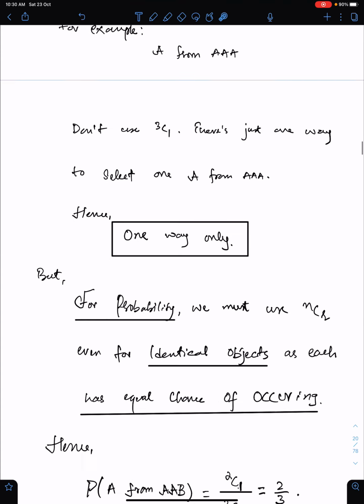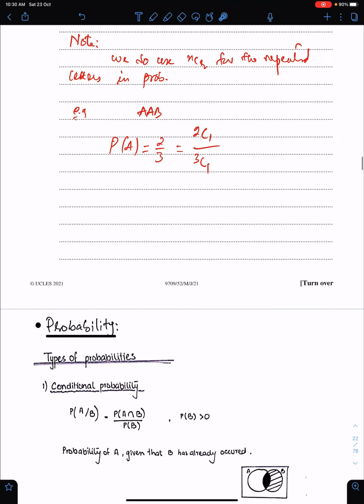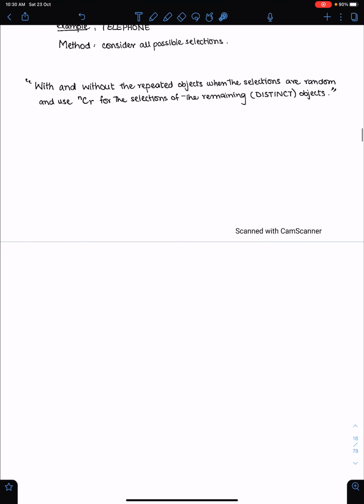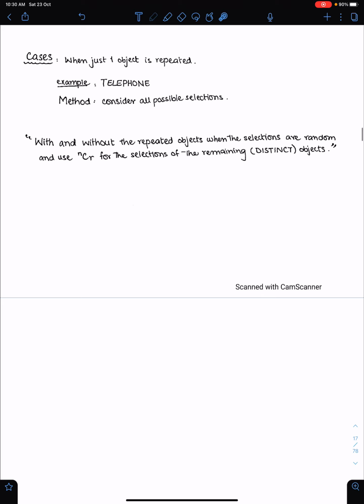So you can do this in this way. Selections with no E's, selections with one E, selections with two E's, and selections with three E's. This is the way to select 4 letters from 9 letters of the word telephone when one object is repeated, or one letter is repeated.